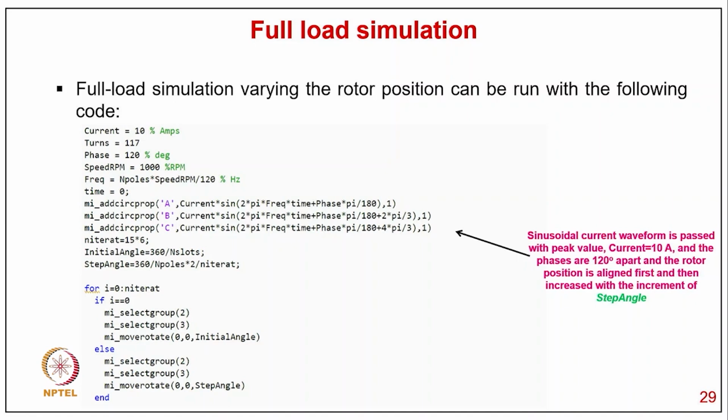For i equal to 0 to n_iteration, if i equal to 0, mi_select group 2, mi_select group 3, and mi_move rotate (0, 0, initial angle), else mi_select group 2, mi_select group 3, mi_move rotate (0, 0, step angle). So sinusoidal current waveform is passed with the peak current of 10 ampere, and the phases are 120 degree apart, with the rotor position aligned with the first, and then incremented by the step angle.